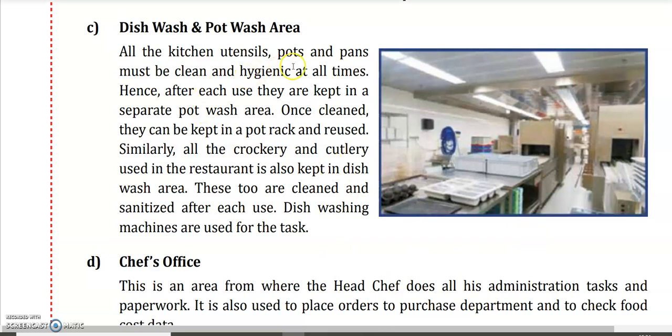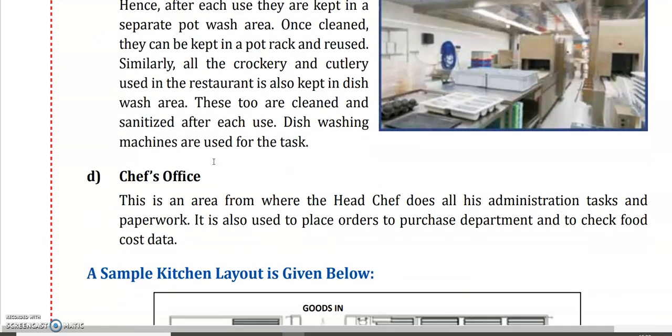So all the kitchen utensils, pots and pans must be clean and hygienic at all times. Hence, after each use, they are kept in a separate pot wash area. Once cleaned, they can be kept in a pot rack and reused. Okay, so that is to say that we have to wash and keep all our utensils clean, whether it is cooking utensils, eating utensils, or serving utensils. They are also sanitized. Sometimes dishwashing machines are used for this work.